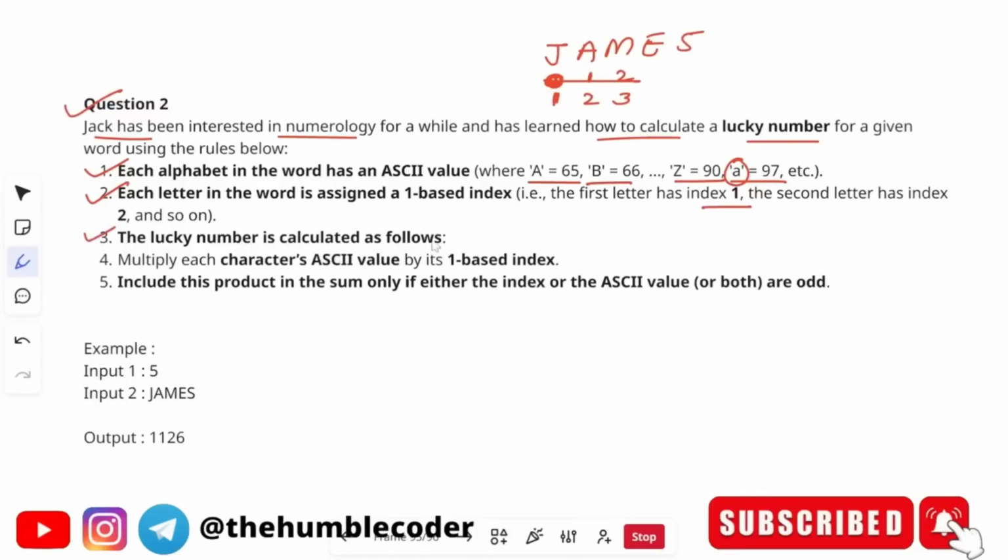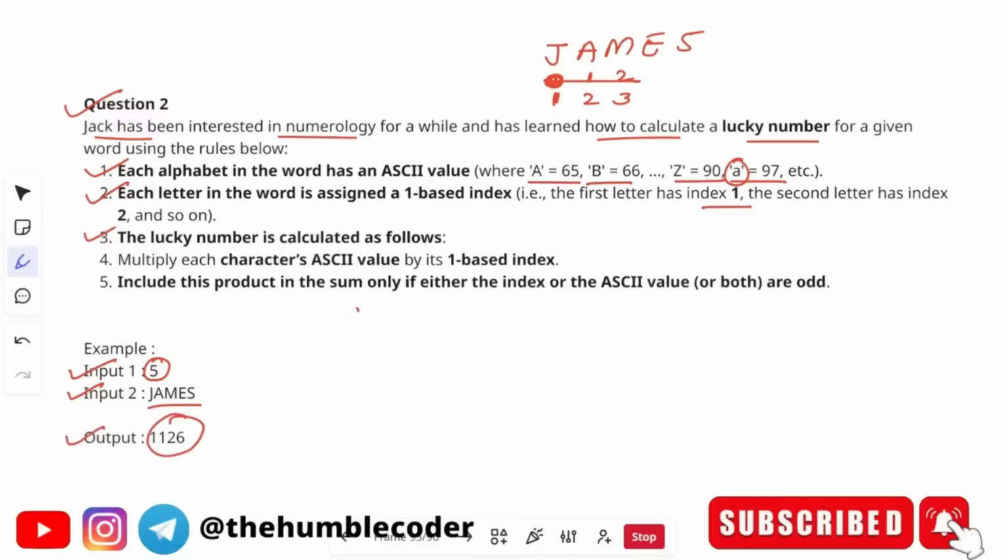Let's move on to the third point. The lucky number is calculated as follows: multiply each character's ASCII value by its 1-based index, and include this product in the sum only if either the index or the ASCII value or both are odd. I'll explain in easier terms. First of all, see what inputs we have. The first input is the number of characters in our input word. The second input is simply the input word itself, the name. And the output is basically the sum value.